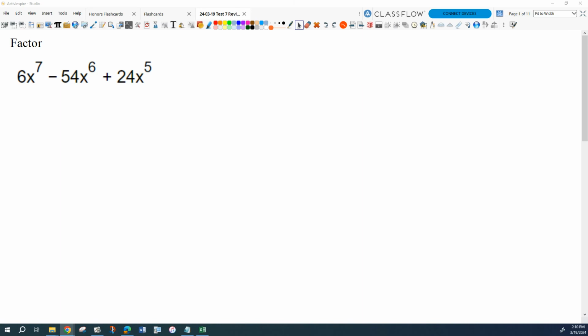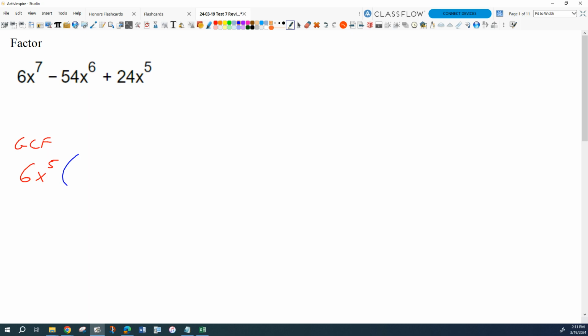GCF, always. When you're factoring, you're always trying to find a GCF, aren't you? So what is our GCF here? Yeah, good. So our GCF, the number we can undistribute, is a 6. That's the biggest number that divides into all those. And it looks like the smallest power of x is x to the 5th. So that's all I can undistribute.